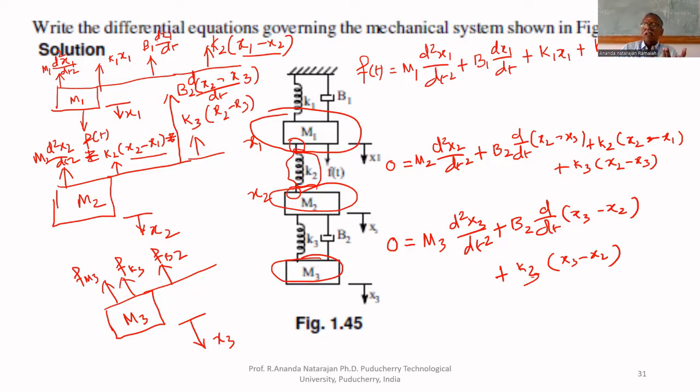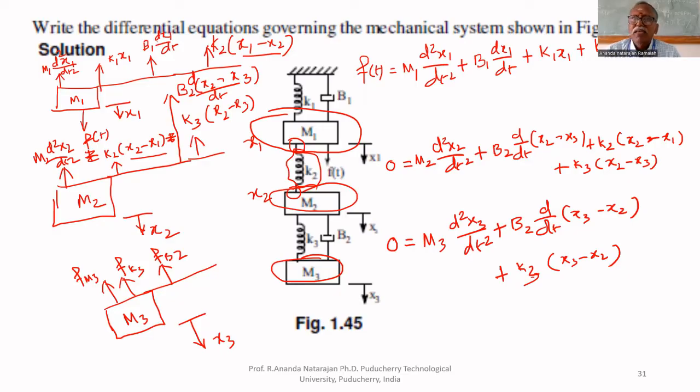So while writing KCL, you will find the number of nodes. Now after finding the number of nodes, what will you do? One node will be taken as a reference. For the remaining nodes, you will write KCL. Therefore, for KCL, Kirchhoff's current law, the number of equations equal to number of nodes minus 1.